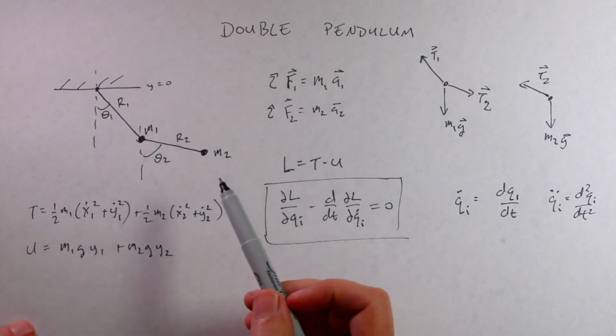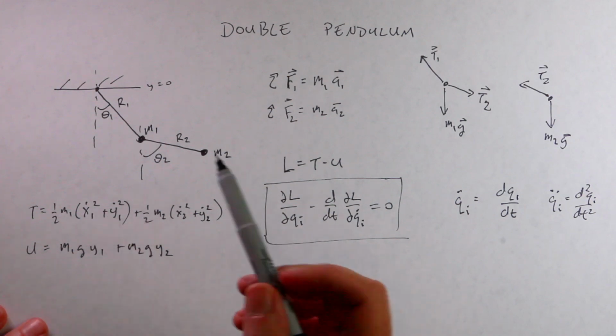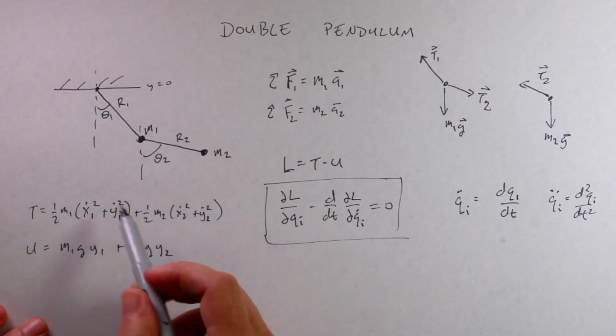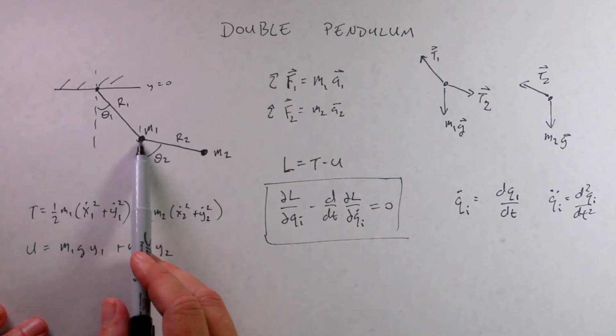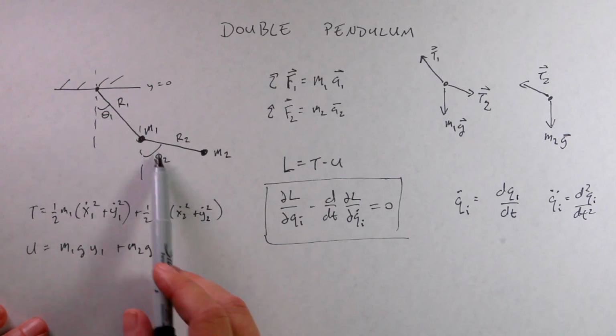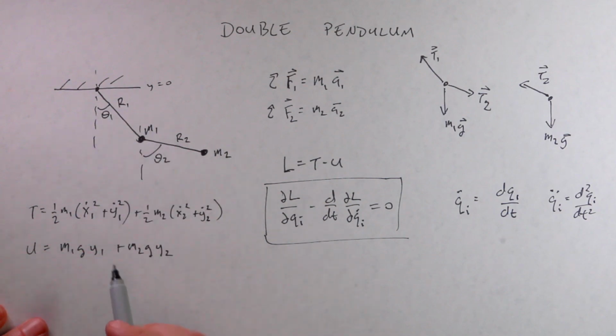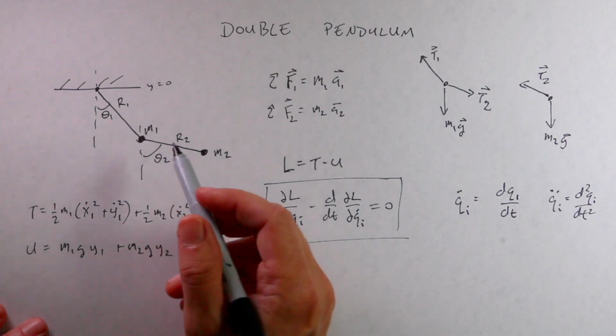And this is a common trick we do in classical mechanics all the time using Lagrangian mechanics. And so the trick I'm going to do is to write an expression for x1 and x2 in terms of theta 1 and theta 2 for both of these, and y1 and y2. Okay, so let's do that.